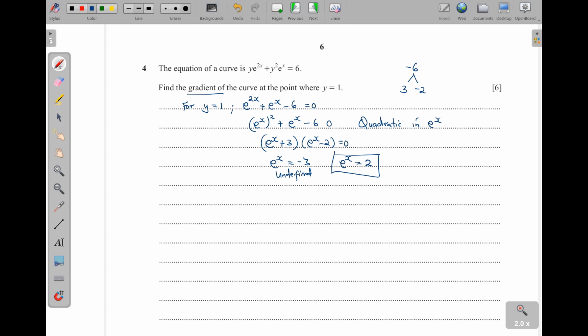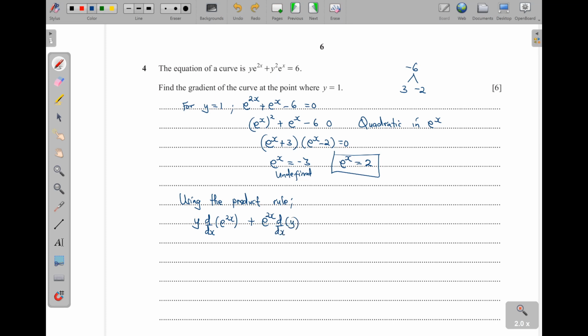Now, to find a gradient, we need to differentiate, because differentiation is the process of finding the gradient of a curve. This is a product of two functions, so I'm going to use the product rule. Even here, I'm going to use the product rule. So I keep y constant and differentiate e to the power of 2x with respect to x. Then I keep e to the power of 2x constant and differentiate y with respect to x.